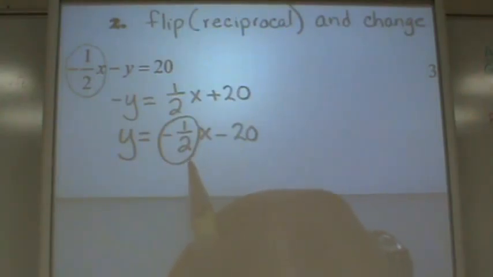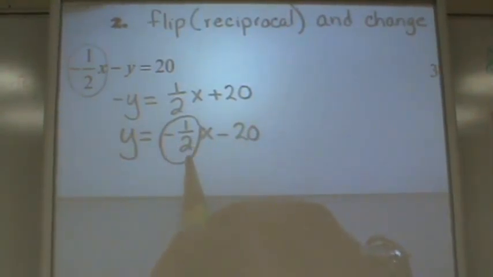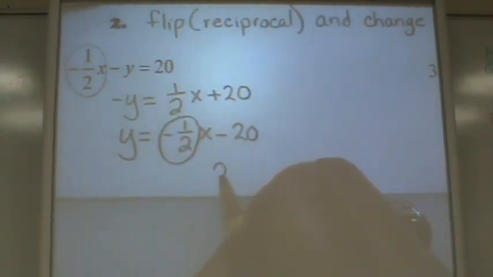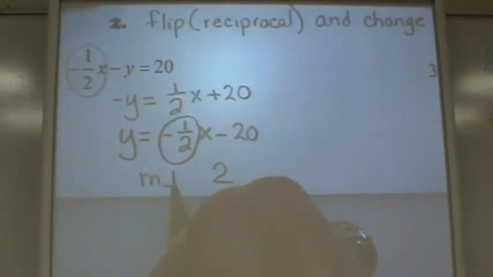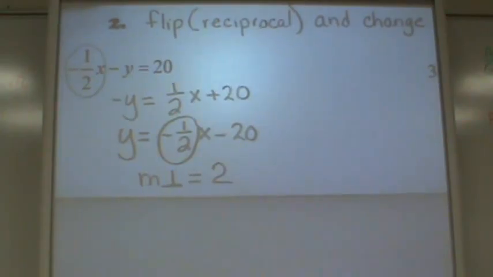So, the slope of the line that's perpendicular to this, if you flip it, you get 2, and since this is negative, it will be positive. So the perpendicular slope would be 2.